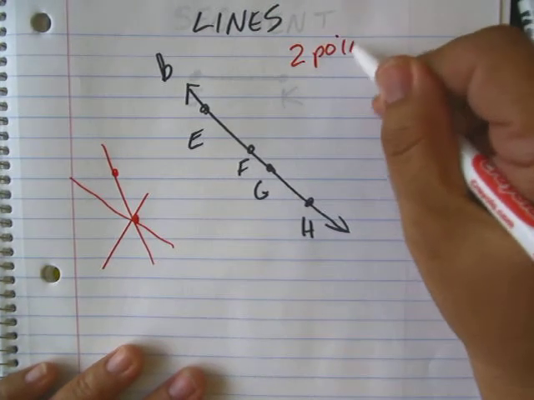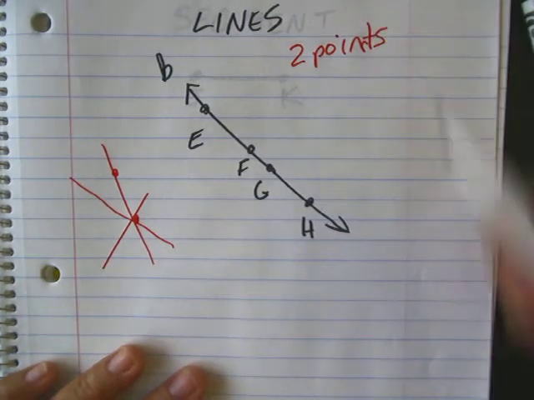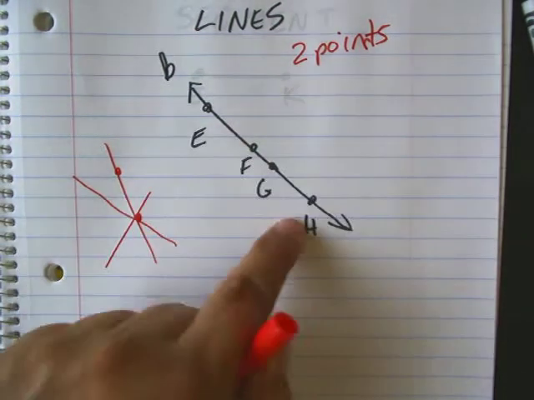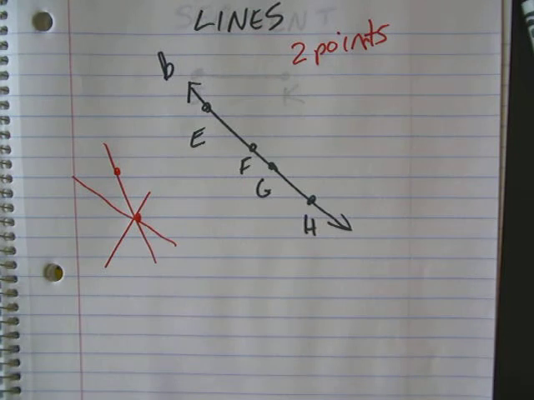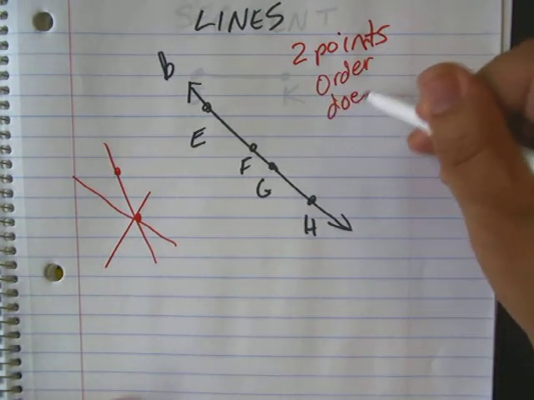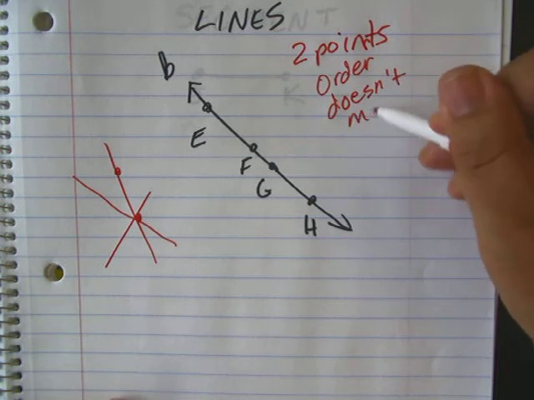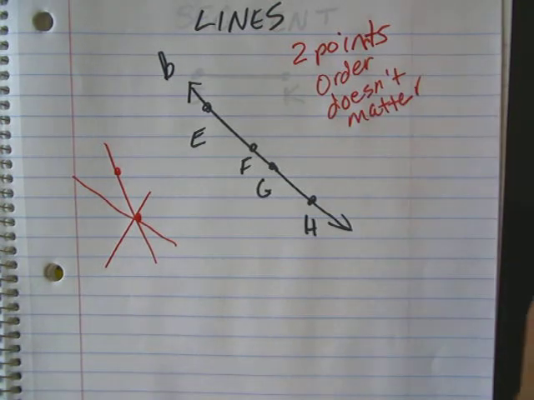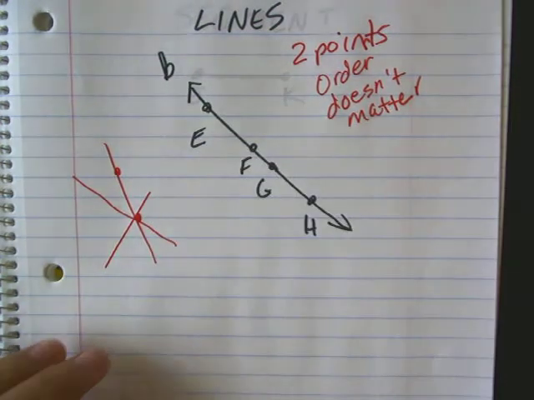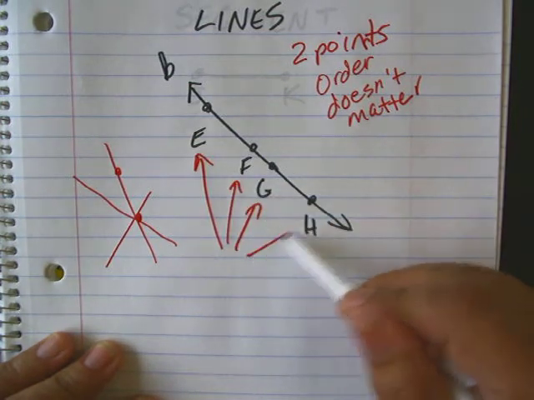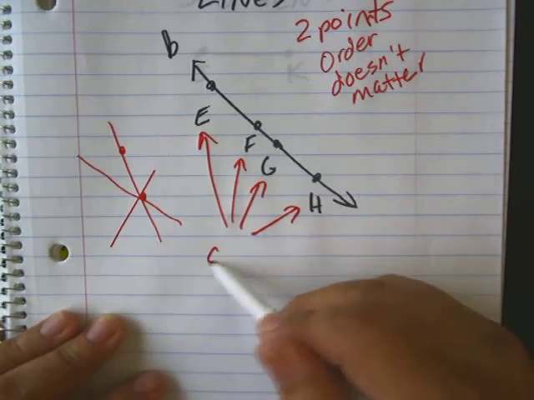Any 2 points. It could be EF, FG, GH, EH, HG. Order doesn't matter. So any 2 points, and that will name the line. By the way, when you have points on the same line, these are called collinear points, because co means share.